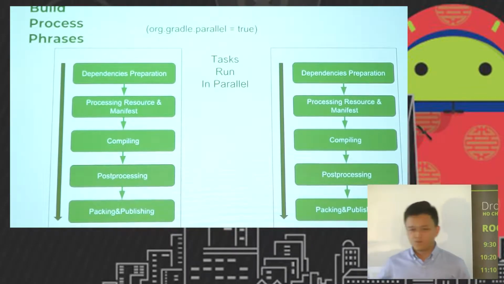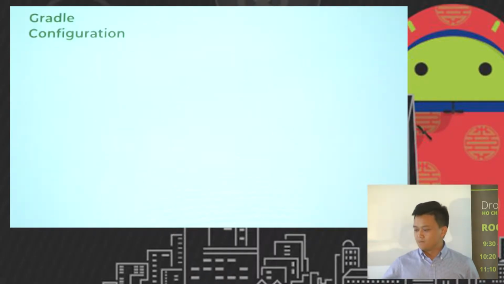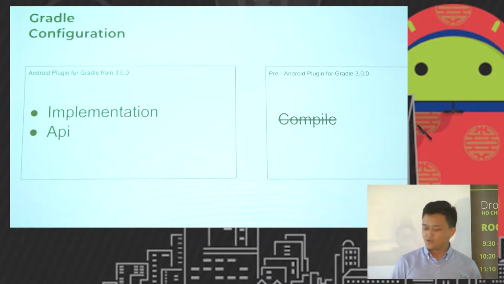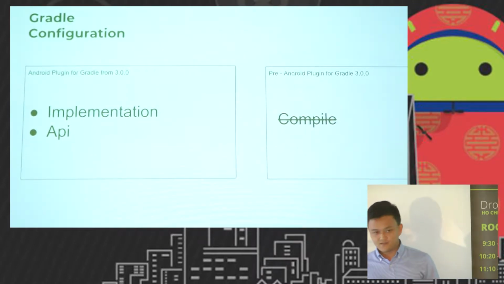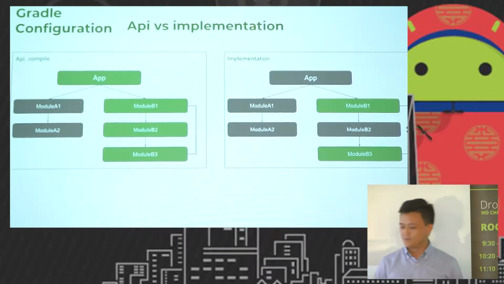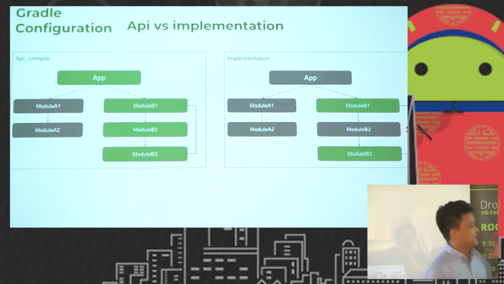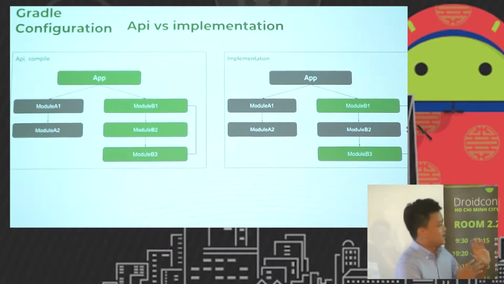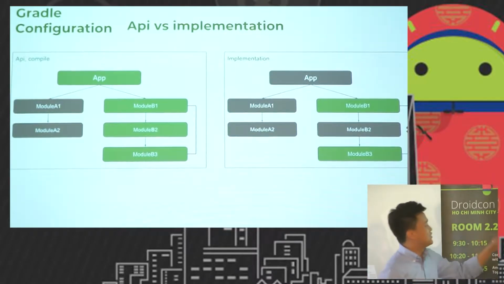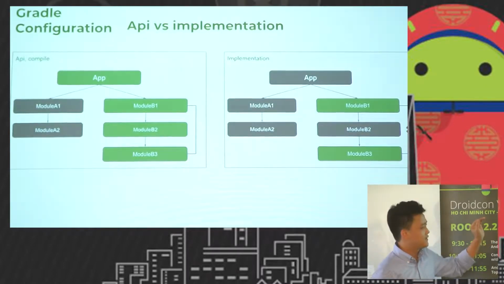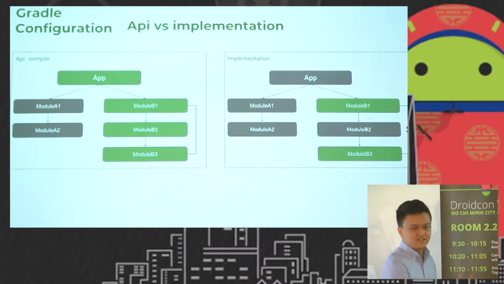So that is about the build process phases. And the other thing is about the dependency configurations that Android Gradle plugin 3.0 provides: implementation and API, which are provided to replace compile. To understand this, I want to bring in a very simple example. Here you have two projects that are almost the same. The only difference is the dependency configuration. On the left side, I am using API or compile for the dependency configuration. On the right side, I'm using implementation.